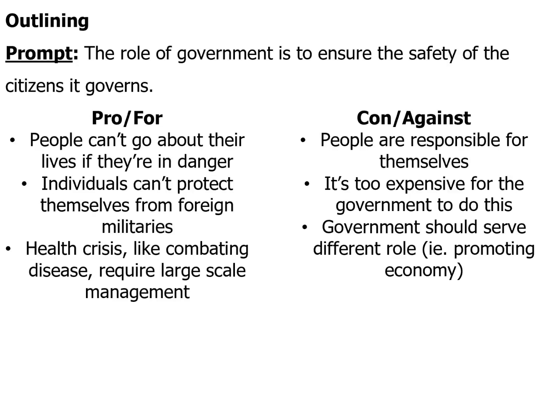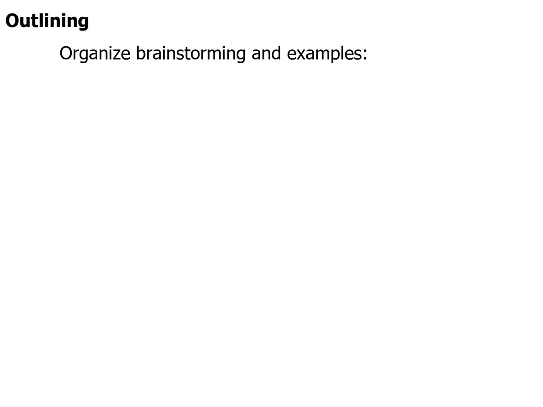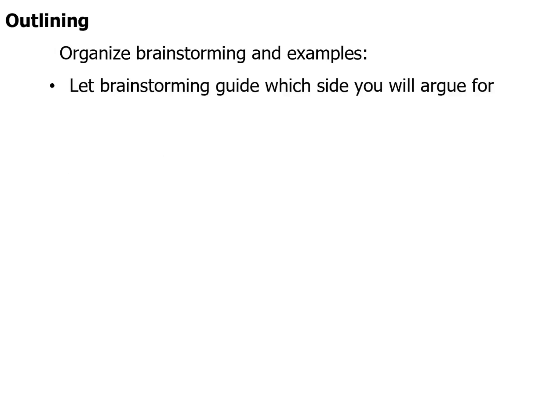So here's what we have so far. We have our prompt and we have our pro-con list. We also actually have a list of examples we just created. And when we're outlining, we are going to use that to organize our brainstorming and examples. That's going to help us let brainstorming guide us as to which side we will argue for. It also helps us review our pros and cons and our examples.